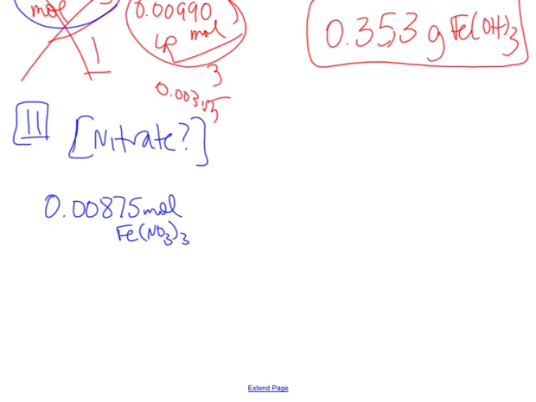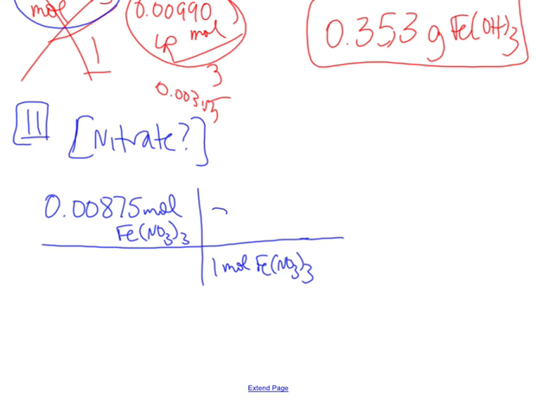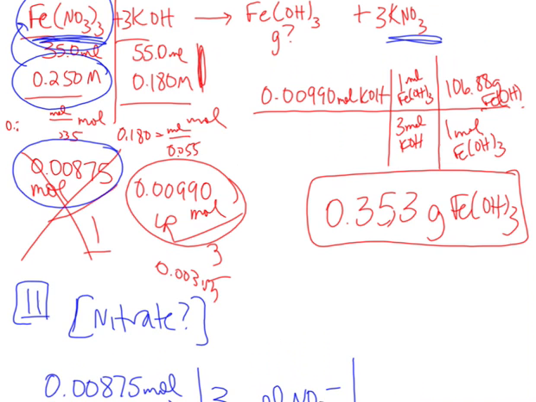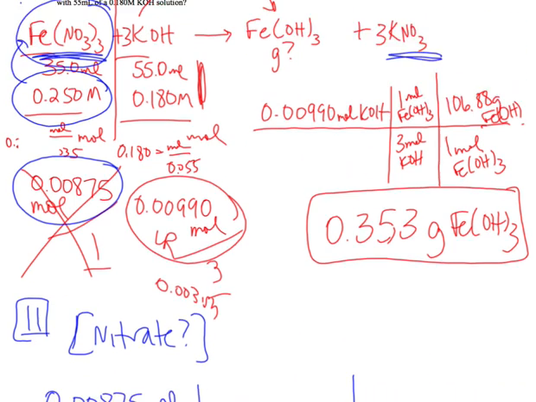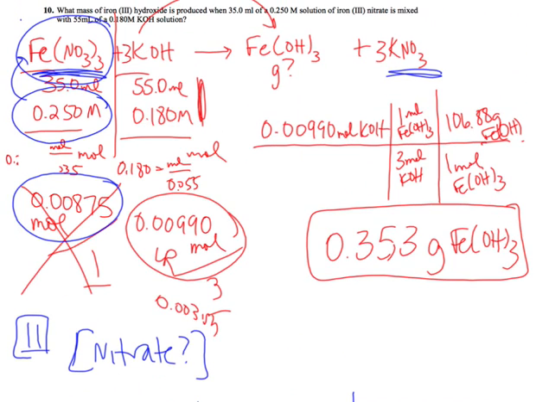Now, if I want to get just the moles of the nitrate ion, I can do it right here. For every 1 mole of FeNO3, how many moles of nitrate do I have? 3 moles of just NO3. Now, to get to molarity, I need a volume, right? This is the part that's new for you. Think about it. Am I going to use 35 mils? What am I going to do?